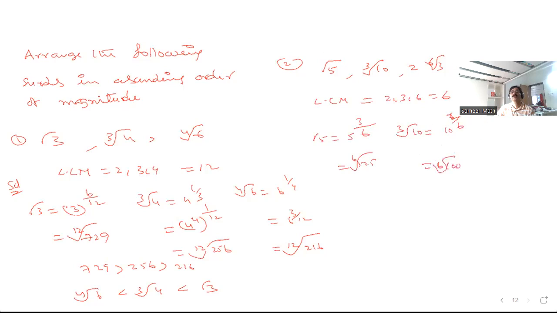Next, first take 2 inside. 6th root of 8 into 3. That is 6th root of, here, 6th root of what you will get? 16.